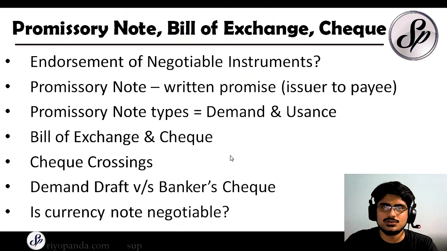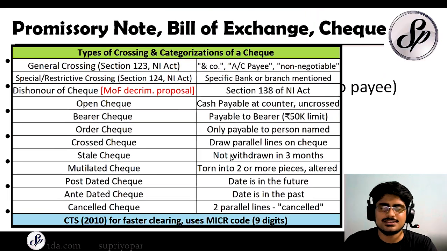And now coming to the different types of check crossings. So this is also very important. Let's take a look. First you have to understand what crossing actually means. Crossing means whenever in a check you have two parallel lines, two parallel lines like this, if you are drawing, then it is called a crossing on a check.